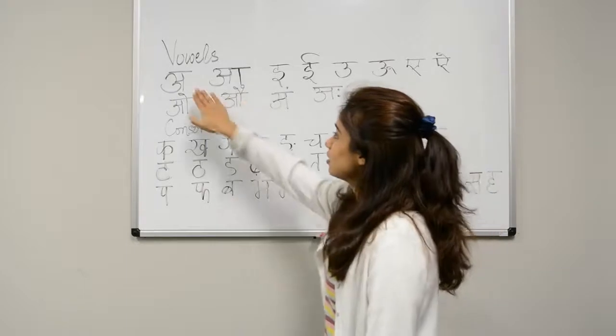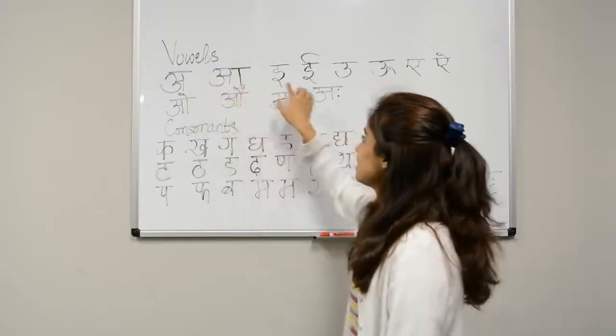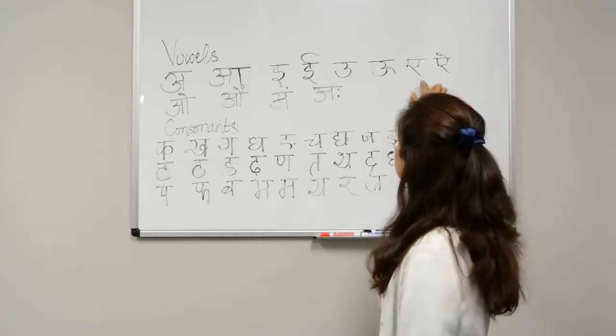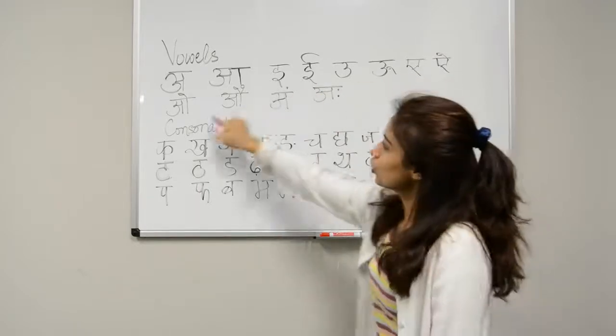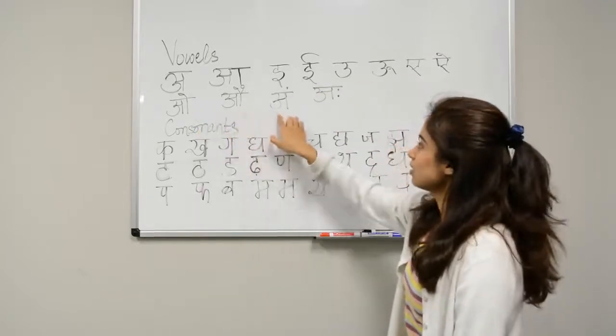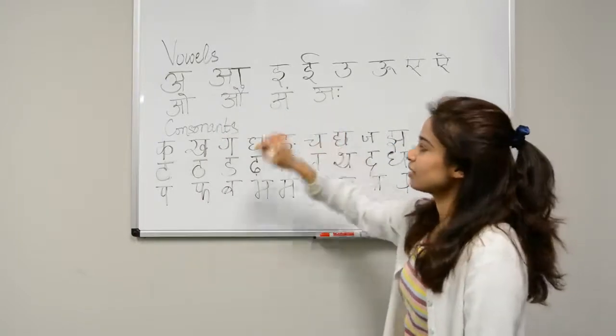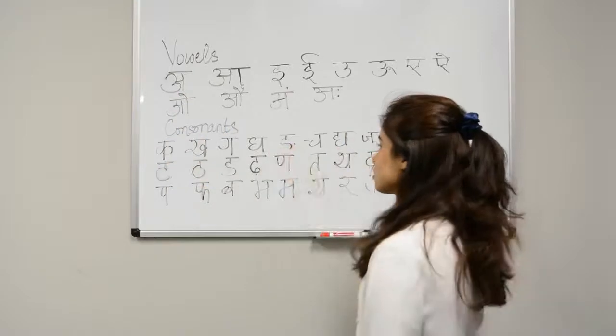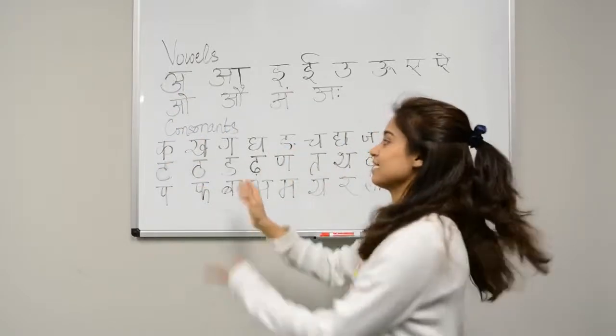The vowels are A, I, U, E, I, O, Au, Aha. Now the vowel sound is the base sound for all of the consonants. Listen to me while I speak.